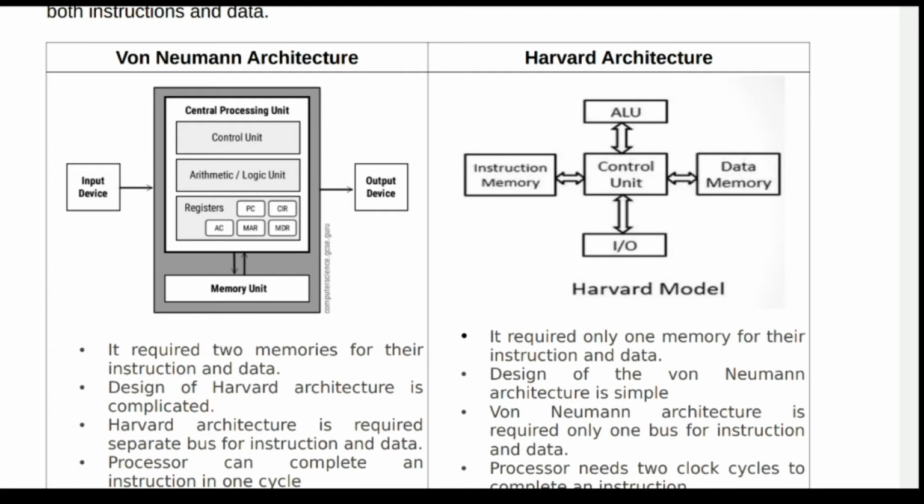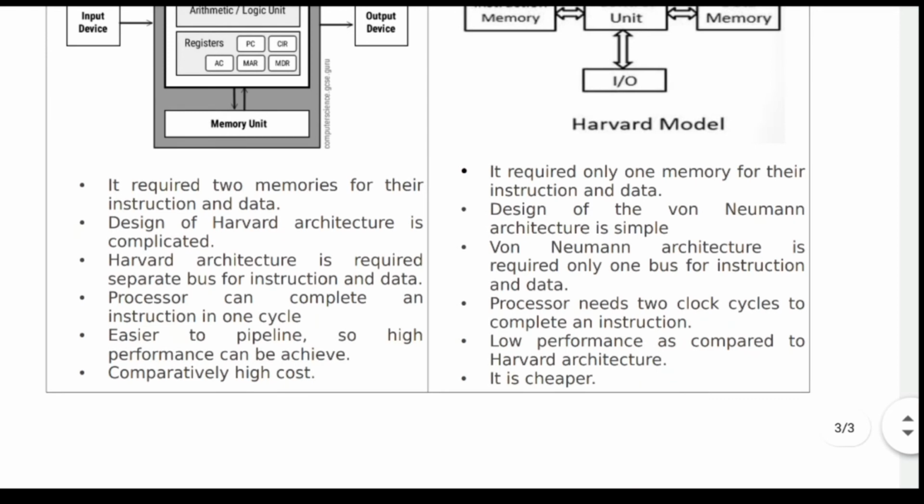But in von Neumann architecture, we have only one memory unit. If we need to do any operation, we need to depend upon both the data and code operation also. That is very complex, so that time we need two clock cycles for the operation. But in Harvard architecture we can complete this operation in one clock cycle only. So it requires two memories for instruction and data. Von Neumann requires only one memory for instruction and data.